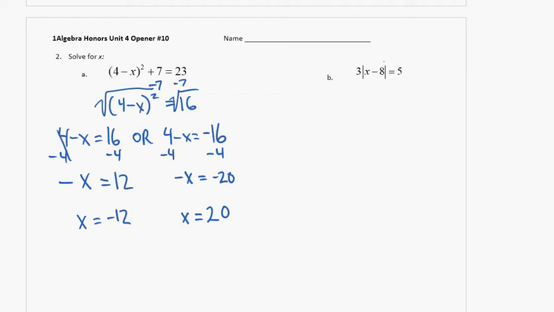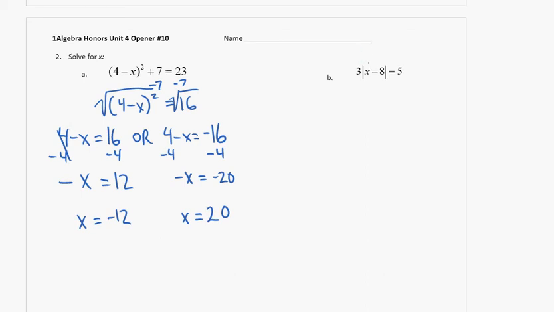Alright, and same idea here in this second equation. This is an absolute value equation. What we need to do before we're allowed to break it up into our two separate equations is isolate the absolute value. We need to get the absolute value part by itself. So therefore, we have to get rid of this 3 in front.